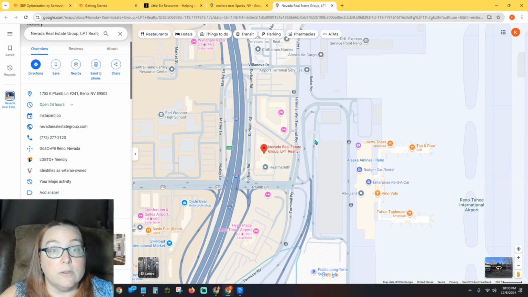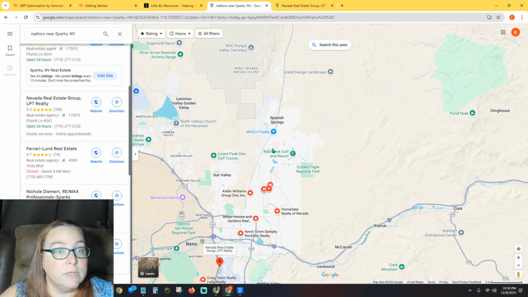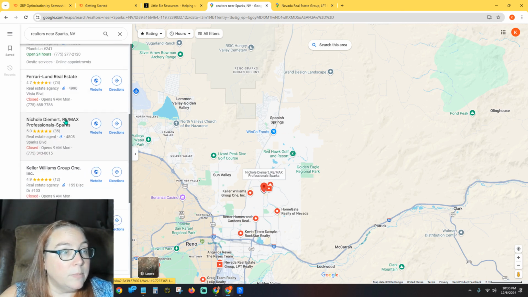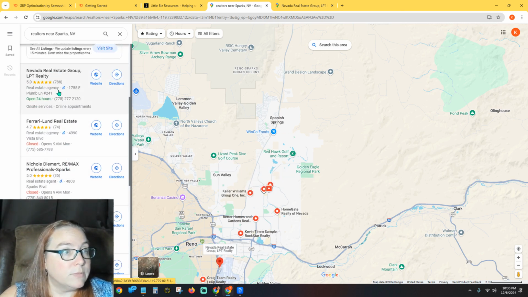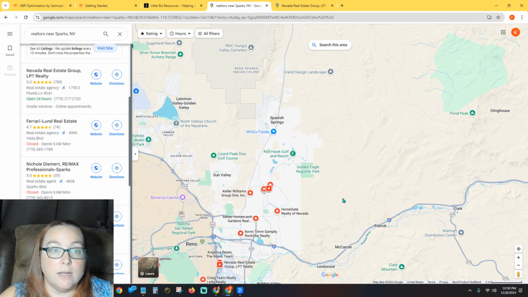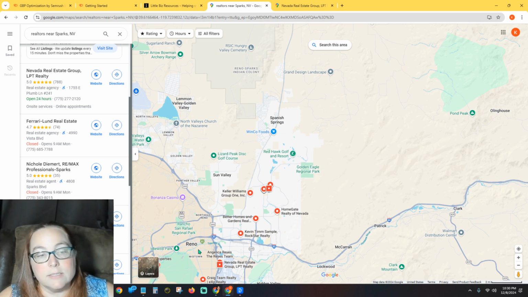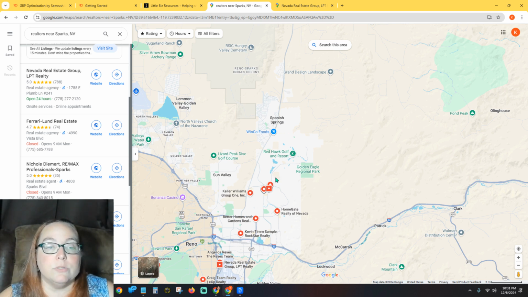So you can tell, when you look at the results, that the first one that came up, where was it? Right here. Look, they're way down here. And I said near Sparks. Sparks is over here. Plum Lane's not even, oh, it might be Sparks. It's not. It's solidly Reno. So there are a bunch of these that should have come up first by location.